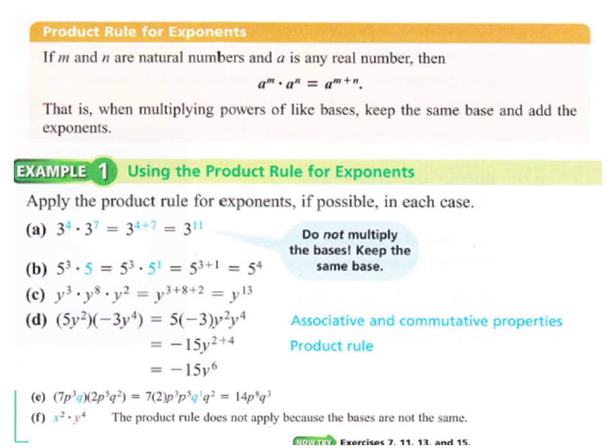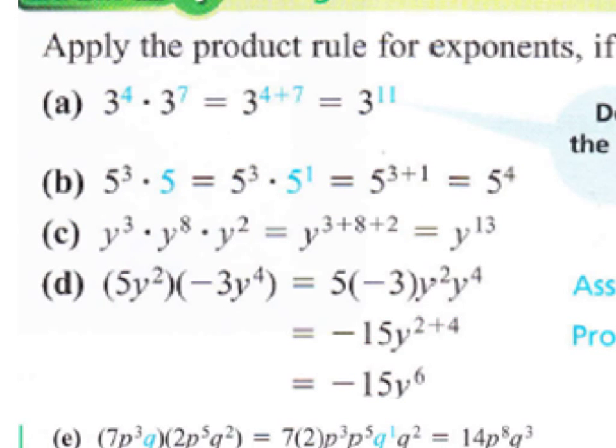So looking at this first example, 3 to the 4th times 3 to the 7th, we just add the 4 and 7 together. That's how we get 3 to the 11th. A little tricky one here. We have just the 5 here, so that's really a 5 to the 1st power. So we add the 3 and 1 together and get 4. Here, even if we have 3 y's, really we just add those 3 exponents together, 3, 8, and 2, we get y to the 13th.